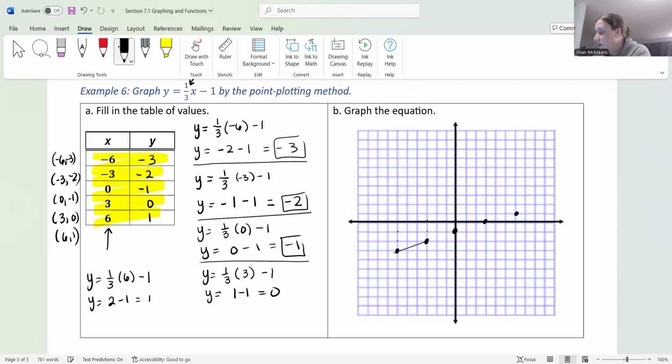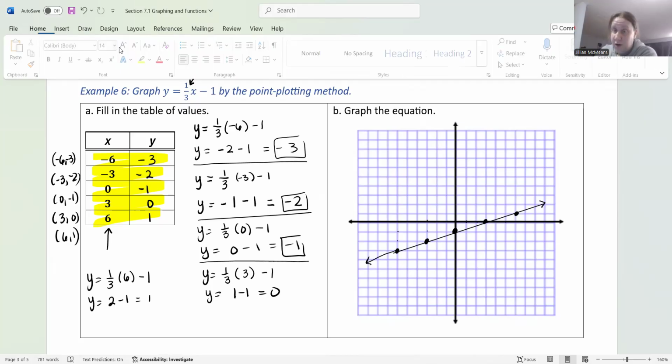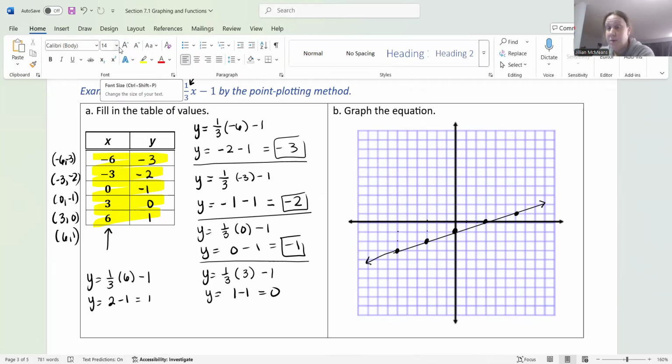And I would try to do this as neatly as you can. I'm going to connect with a line. Whoops. And then just make sure you put your arrows because this line goes forever. Okay. And remember, the graph is a visual representation of the entire solution set.